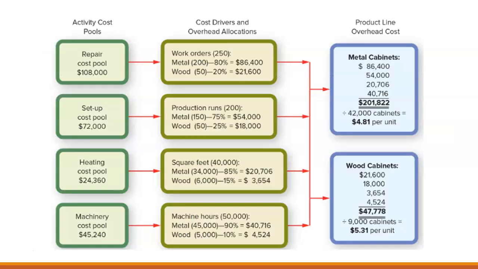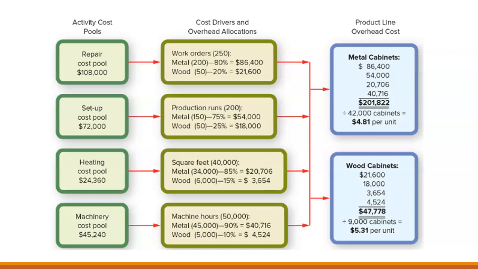Then once we have those 4 cost pools set up, we're going to decide how we allocate our overhead. So our repair cost pool, we're going to use the number of work orders. So we can see here that the metal filing cabinets use about 80% of our repair work orders, and the wood filing cabinets are 20%. So we're going to separate that cost pool divided by the number of work hours. We do the same thing with each.